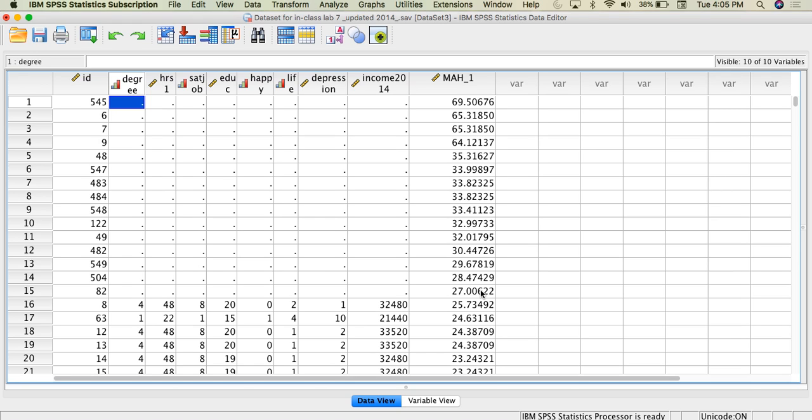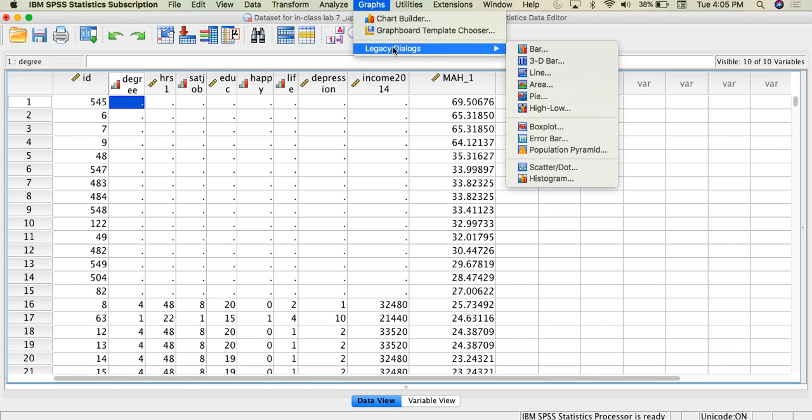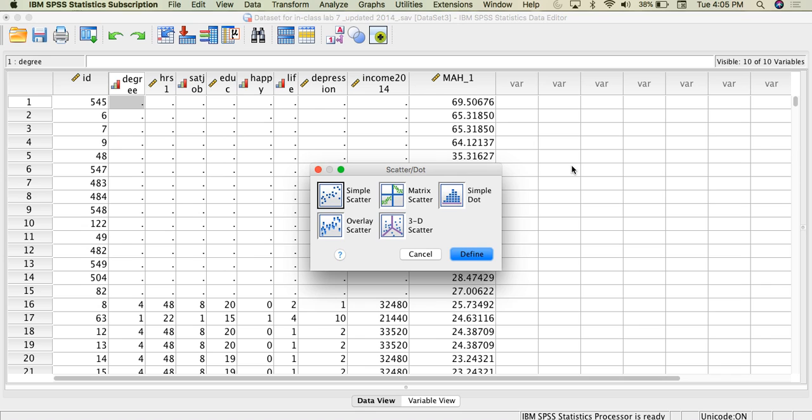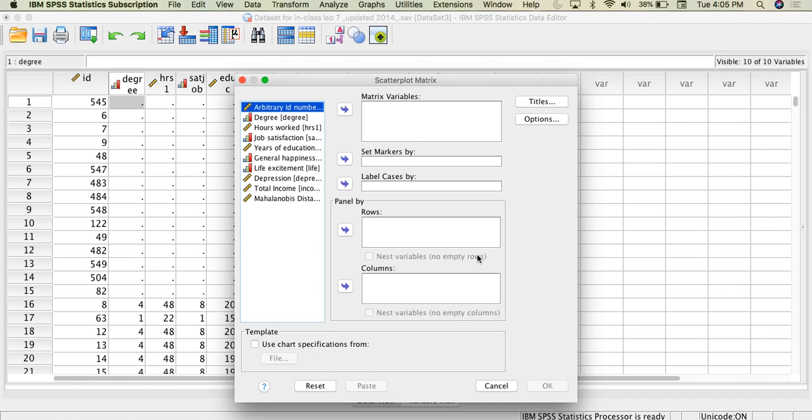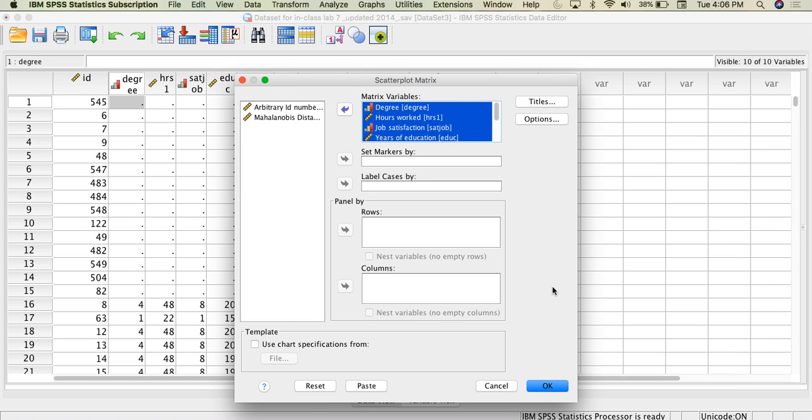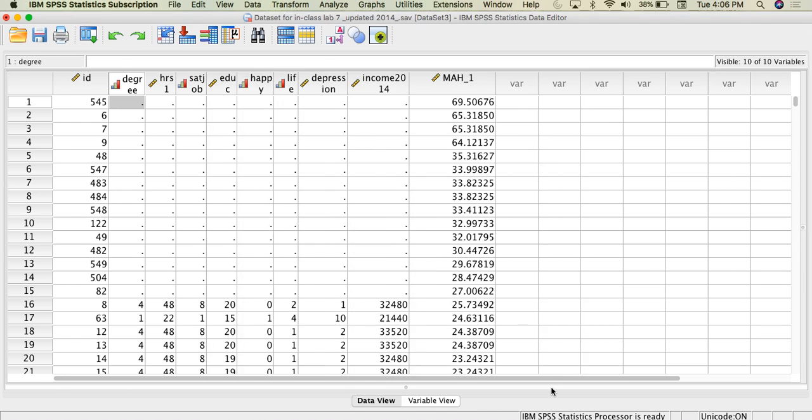Okay. Step 3, we're going to look at linearity and normality of our variables. For that, we're going to look at a graph. So here we're looking for our smiles and our rainbows. So Graph, Legacy Dialogs, Scatter/Dot, and we want the Matrix Scatter. And to define it, we're going to send everything over except we don't need ID number and we don't need Mahalanobis distance. And click OK.